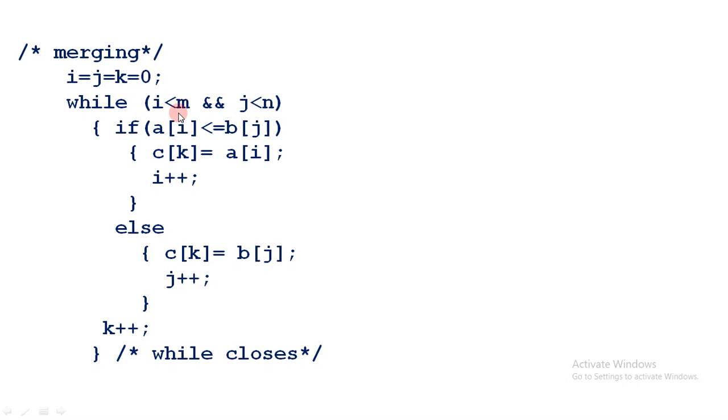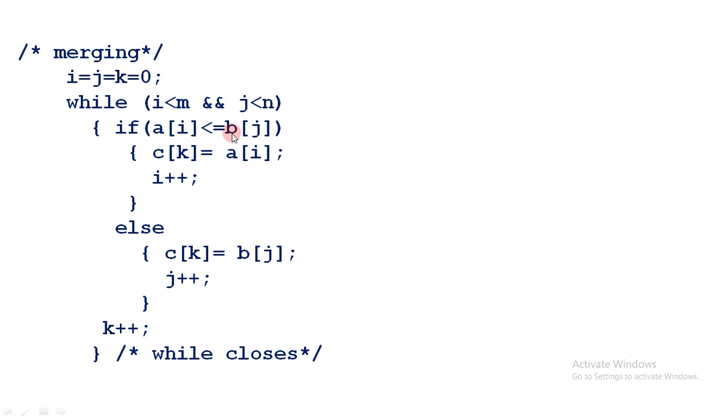i can move maximally up to the place numbered m-1, and j can move as an index to a location which is numbered n-1. Therefore, j less than n, i less than m. Okay, if a of i, the element contained in A, is lesser than the element contained in B in the jth position, because i is devoted to A and j is devoted to B. Therefore initially i is 0, j is 0.